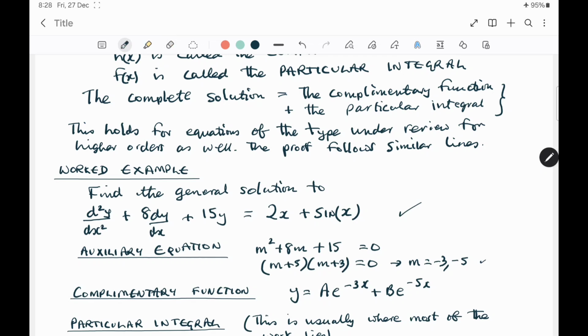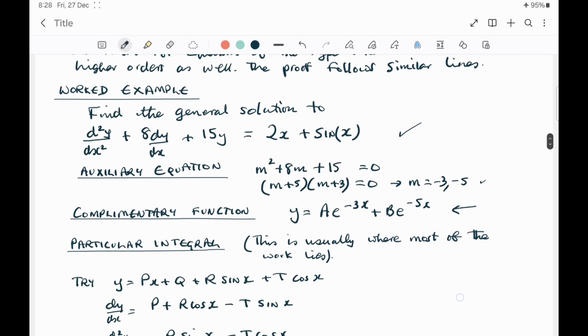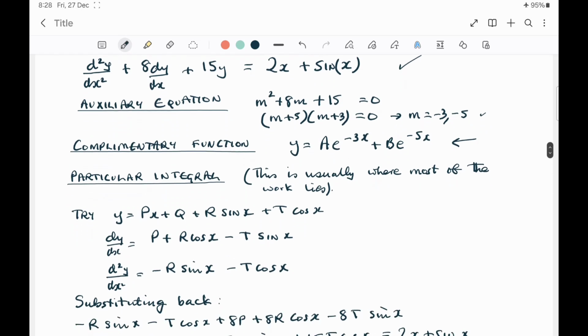So we're down to here. And the complementary function will be this expression here, y = ae^(-3x) + be^(-5x). That we've covered in a previous episode. Now, the particular integral comes next, and I've remarked here that this is usually where most of the work lies.